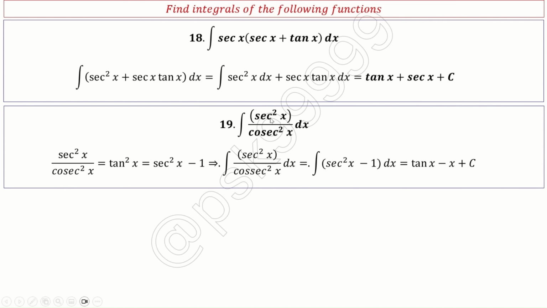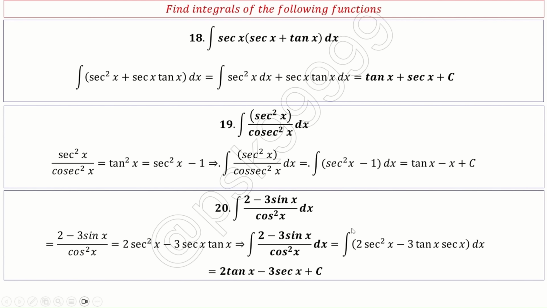Okay, so this is also same, secant square x by cosecant square x, which I can write as tan square x, which I will rewrite as secant square x minus 1. So my integration is nothing but integration of secant square x minus 1 with respect to x, which is tan x minus x plus c. Okay, so this is also same.